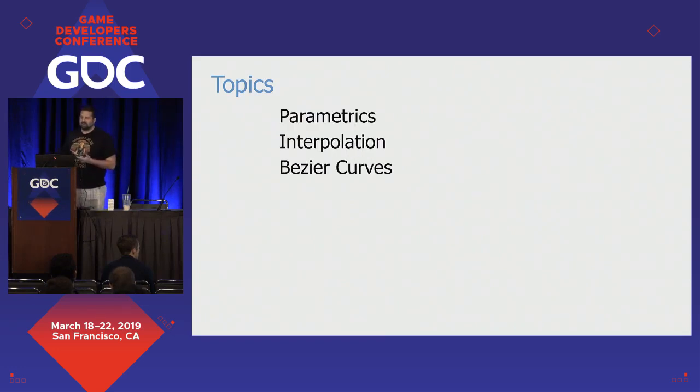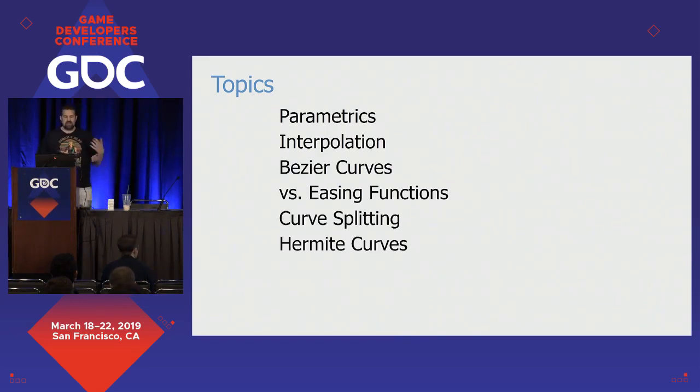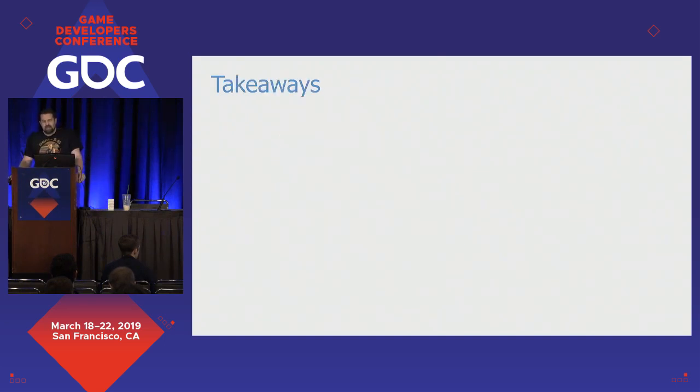So today the topics include parametrics, interpolation, Bezier curves versus easing functions, curve splitting, Hermite curves, and if we have time, splines. We'll see how far we get into them. And I'm going to go fairly fast. My goal, again, is to sort of plant seeds and unlock things for you to go later and think about and work through on your own. So I'd rather cover a whole lot that you plant a bunch of seeds, 80% of which might land, than take my time. So I'm going to go a little fast.